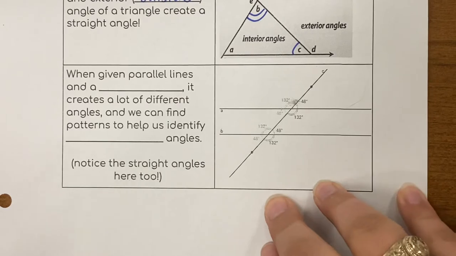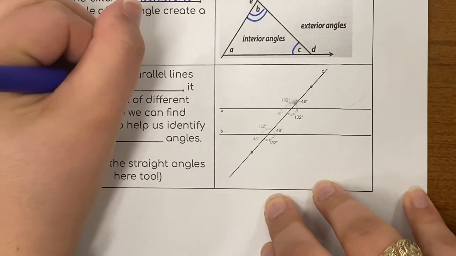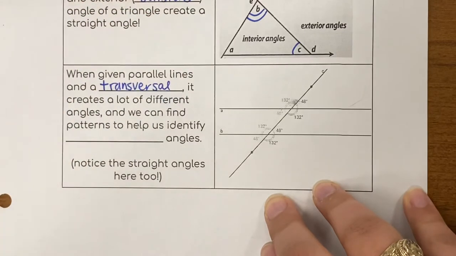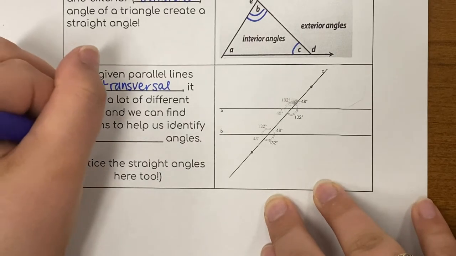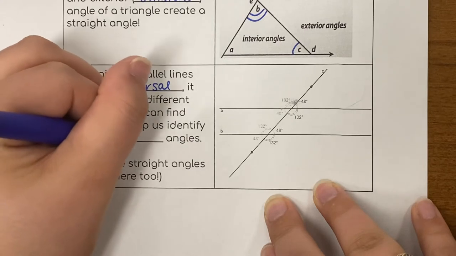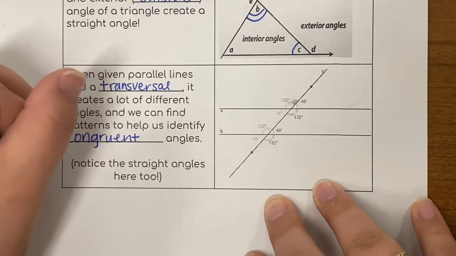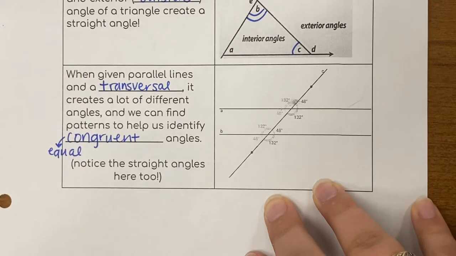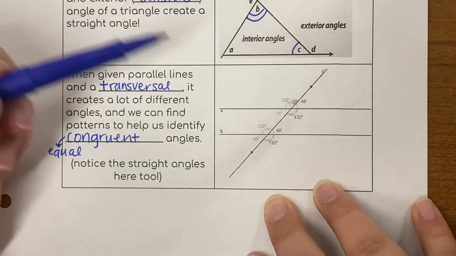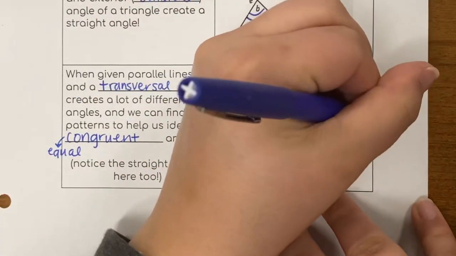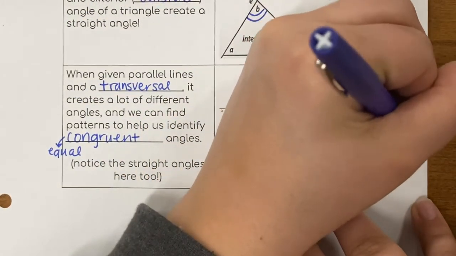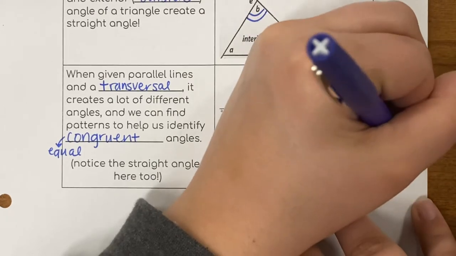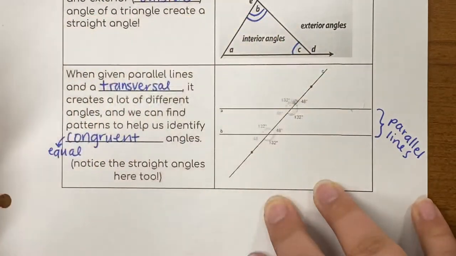When given parallel lines and a transversal, it creates a lot of different angles, and we can find patterns to help us identify congruent angles. Now remember, congruent means equal or the same. So what they mean by parallel lines and transversals. Right here, line A and line B, these two lines, those are parallel lines. I know they are parallel. They are running straight from each other. They never cross. So those two are parallel.